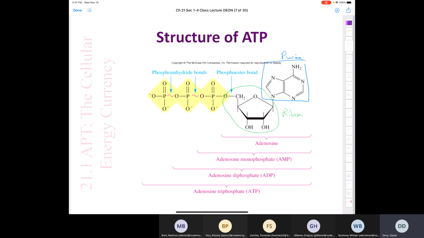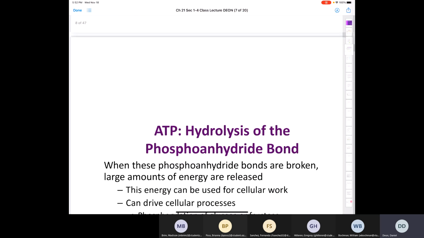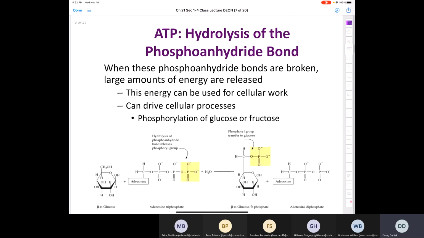I'm not going to ask you to draw me the structure of ATP. No, I expect you to be able to recognize it, have an idea of what it's made of, and know that it contains two high energy bonds. All right, well, let's move on from there. I told you that we can break those phosphoanhydride bonds and harvest energy from them, can't we? It says when these phosphoanhydride bonds are broken, large amounts of energy are released.